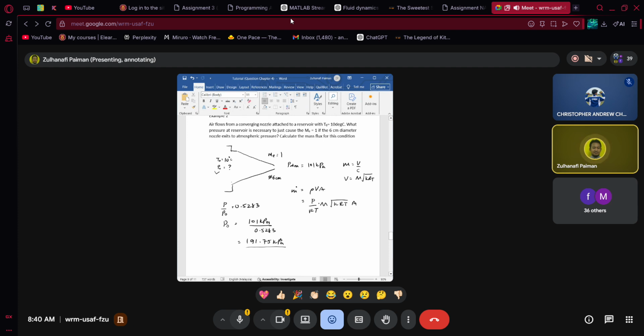But here you have to find the temperature at exit. The pressure here is the pressure at exit, and the temperature is the temperature at exit. So you have to find the temperature at exit, then you can use this equation. Mach number is equal to 1, square root of kRT, where T is also the temperature at exit, and the area at exit. You have 6 cm here. So you can also use this equation as well.